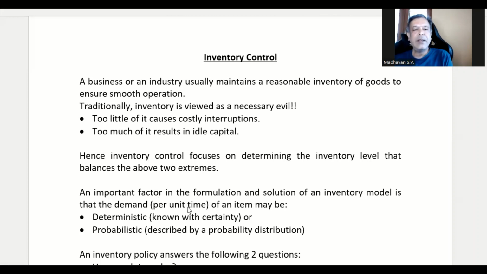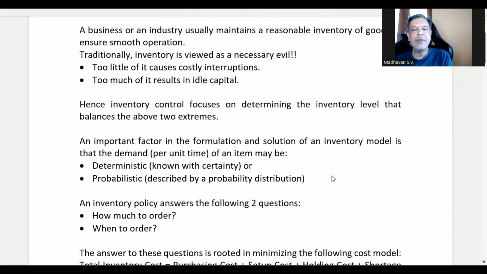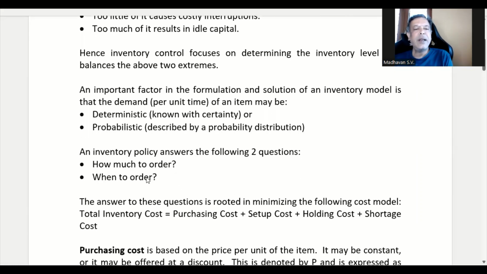An important factor in the formulation and solution of an inventory model is that the demand per unit of time of an item may be either known, that is deterministic, known with some certainty, or probabilistic, described by a probability distribution. An inventory policy answers the following two questions. One is how much to order, another one is when to order.